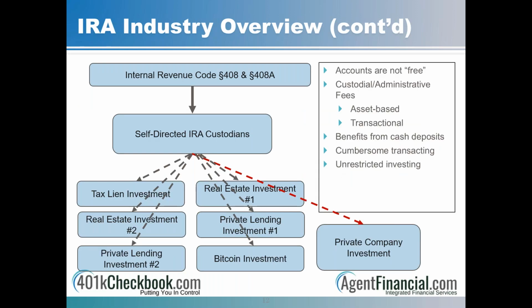In contrast, here we've got the self-directed IRA custodian. And then again, governed by Section 408, same part of the tax code, and they will allow you to invest in asset classes that are not available on your traditional brokerage platform. But here's where you may encounter some surprises. Some people get introduced to self-directed space, and then they're surprised to find out that they've got to pay to have these accounts, and these can get kind of pricey.